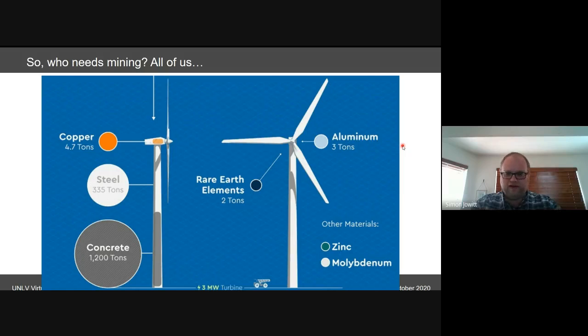And the same applies if we just take a wind turbine. The US is actually uptaking quite a lot of wind energy. Even states like Texas have a significant proportion of wind energy production now. If you look at a single wind turbine, you're talking 3 tons of aluminium or aluminum, nearly 5 tons of copper, 335 tons of steel, 1,200 tons of concrete, 2 tons of rare earths, zinc, moly as well. All of these materials, especially things like the rare earths, which are recycled at very low rates, have to be obtained by mining. The vast proportion of the material you see in this wind turbine is derived from primary extraction of metals from minerals that are found in ore deposits.